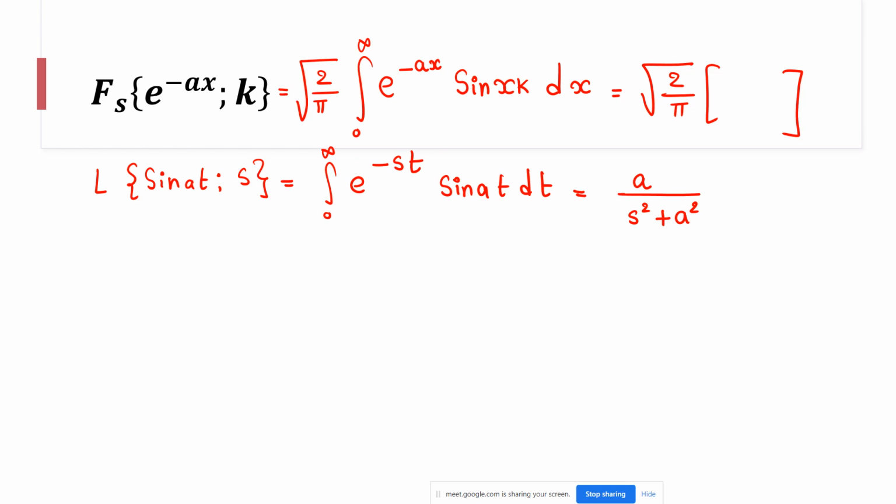Sorry, what is the numerator? The denominator is a square plus k square, that is right. What should be the numerator? It is k, right? I think you said k. Yes, correct. It is k.